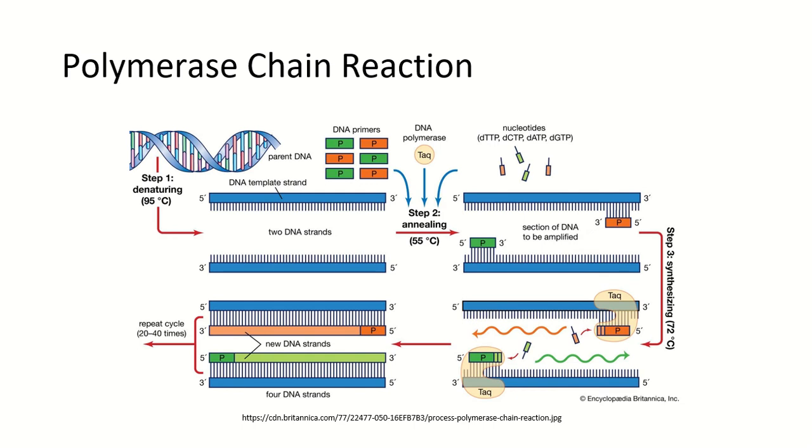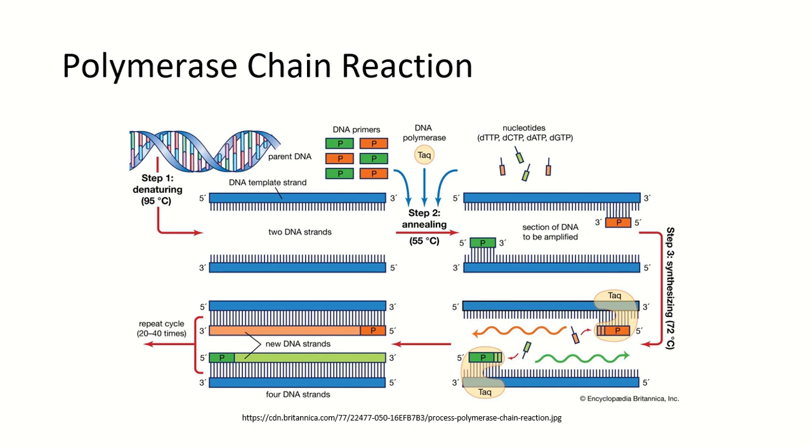Then, in step 2, annealing, at 55 degrees Celsius, the primers get attached on both the strands and new strands are formed with new nucleotides. For example, if we have adenosine here, then thymine would get attached to this adenosine. So a new strand will form, and same for cytosine and guanine. This step is known as synthesis.